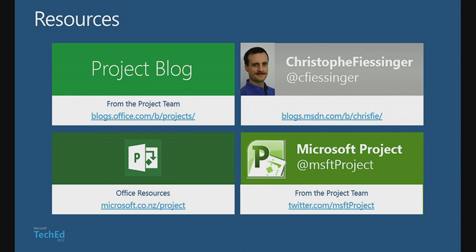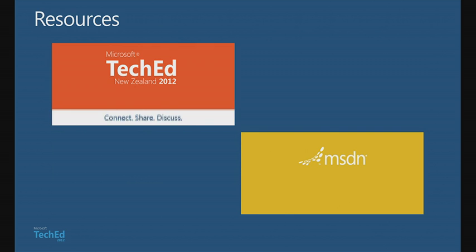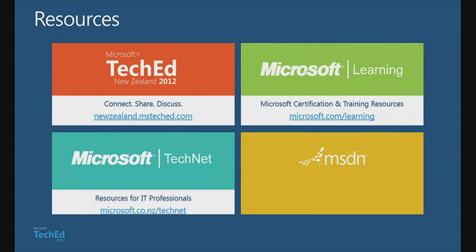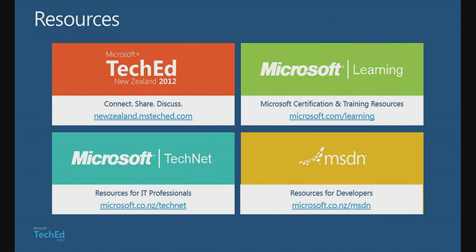Christoph Feisinger is the marketing manager for Microsoft Project in Redmond, and he has a Twitter account and a blog, and he's available. You can also email him from his blog. And the project team, as I said, maintain a blog on the website there. And 4 other resources available for all of this Microsoft stuff. Those 4 there: Learning, TechNet, MSDN, and of course the information we have here. Cool. I'll take a couple of questions and see if I can answer them.